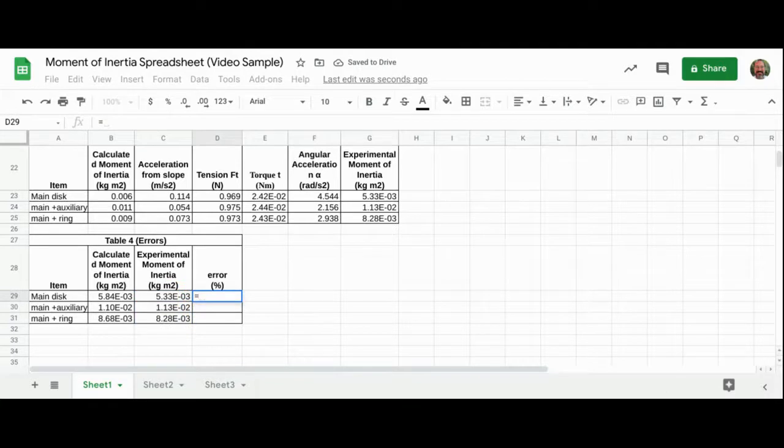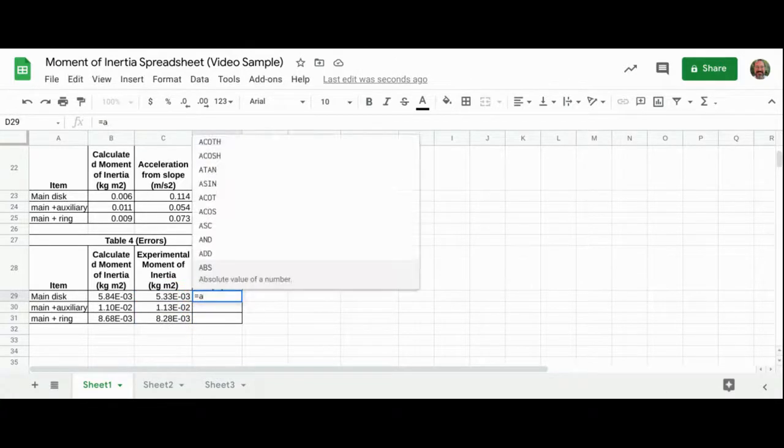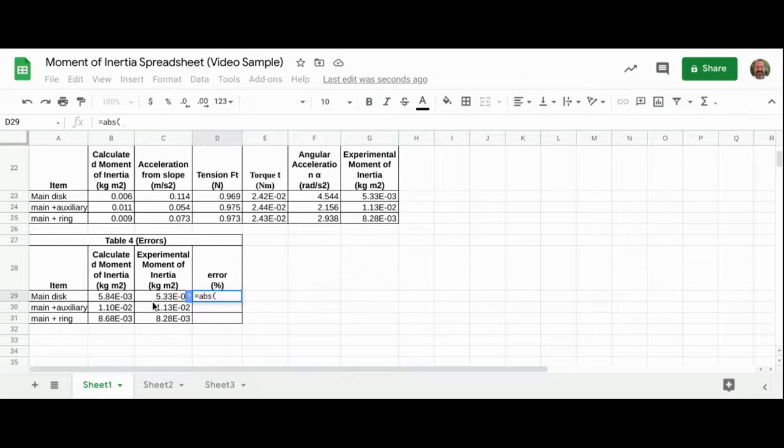And so for percent error, I'm going to do the absolute value of the calculated, which is the theoretical value, minus the experimental, in two parentheses because that's the numerator. When I close that parentheses, that's my numerator, divided by the denominator, which is the calculated. Close that up, multiply by 100, and I get my error, which is about 8.73%, 2.7%, and 4.6%. These are reasonable.